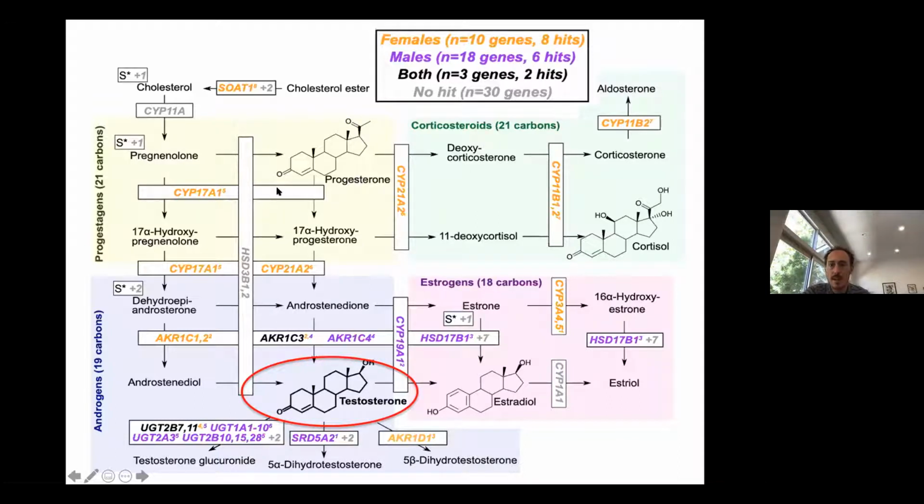And so in females, where much more of the testosterone is produced in the adrenal gland, which produces a lot of the aldosterone and cortisol, the genes that are active in this upper part of the pathway have a substantial impact on testosterone production, whereas in males, most of the testosterone is produced in the testis, and so this part of the pathway winds up being less relevant.